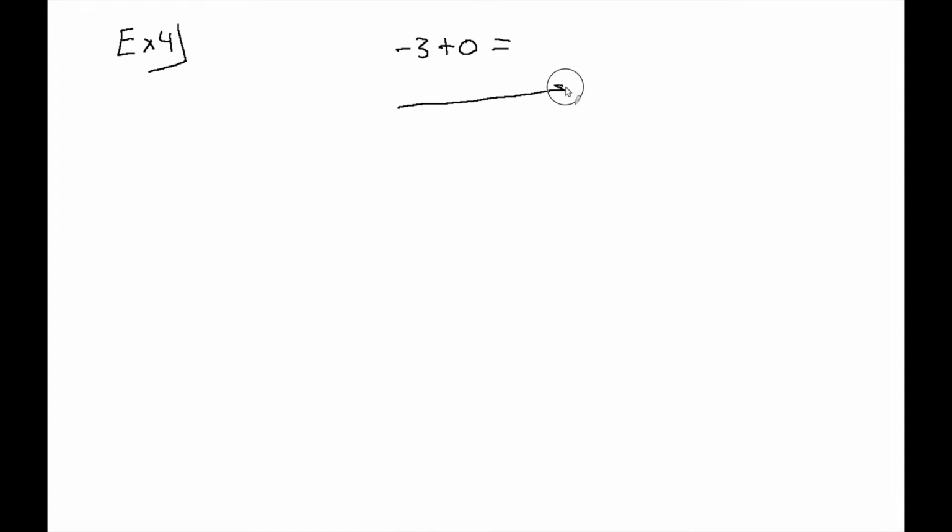Let's do another one. Negative 3 plus a 0. What does that do? Nothing. Because 0 doesn't really add anything or subtract anything, we're still at negative 3.